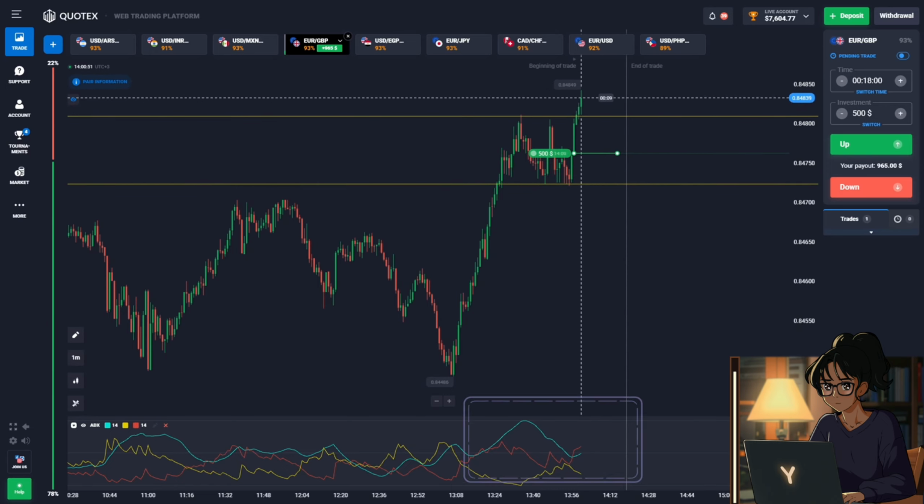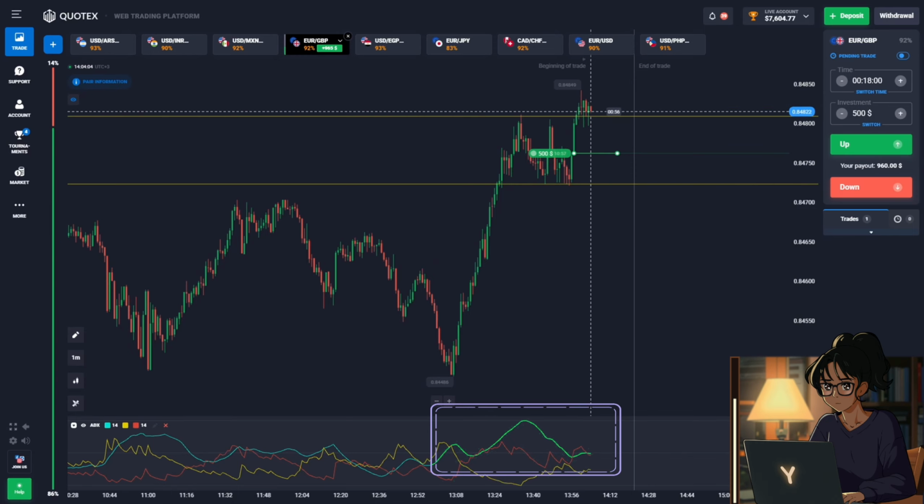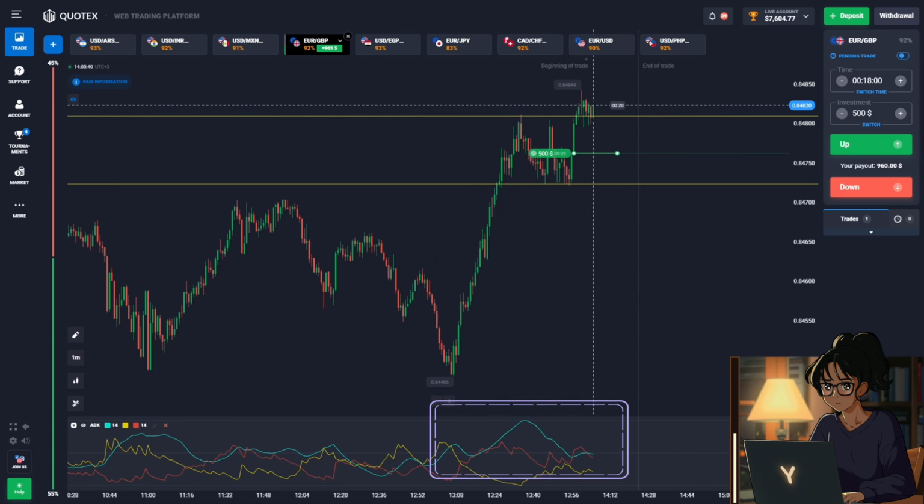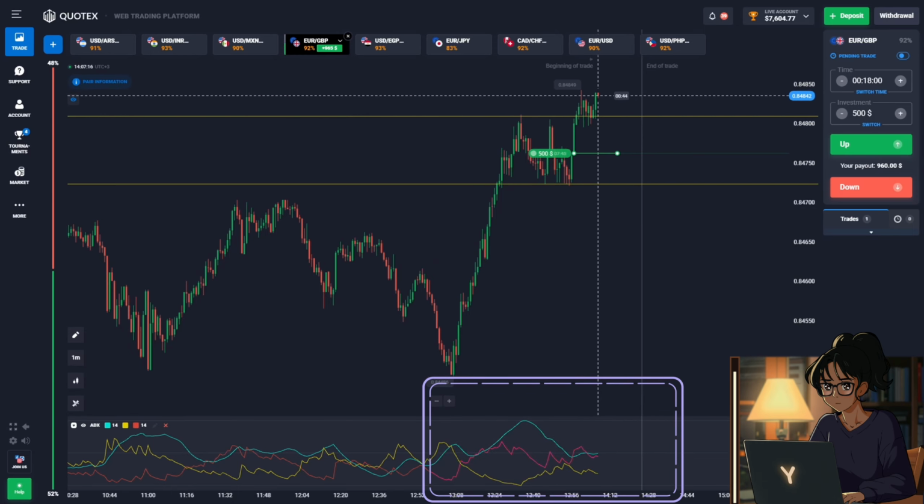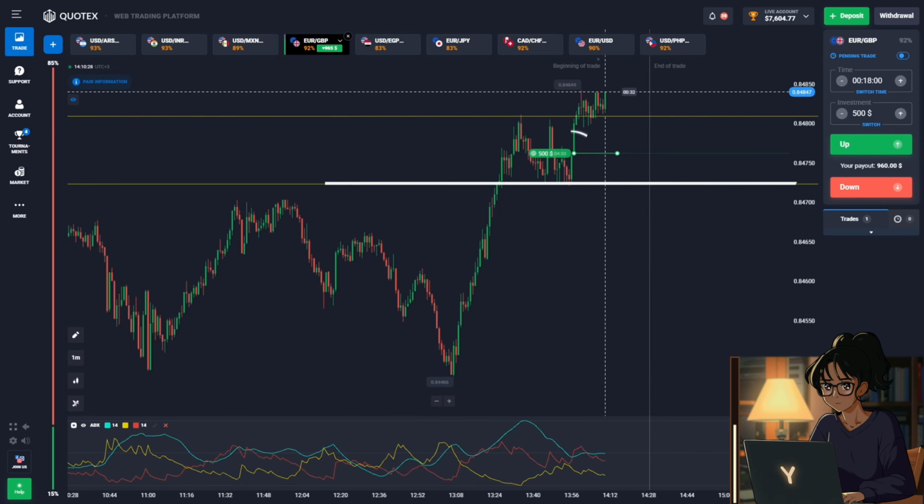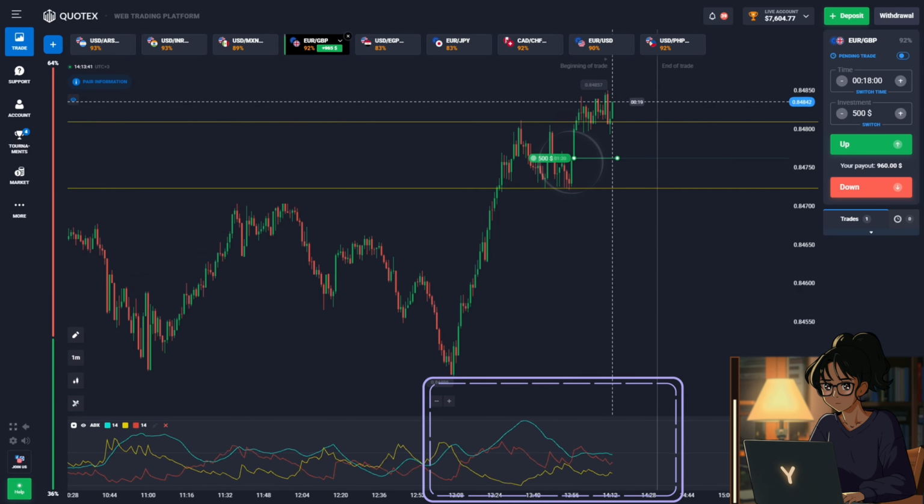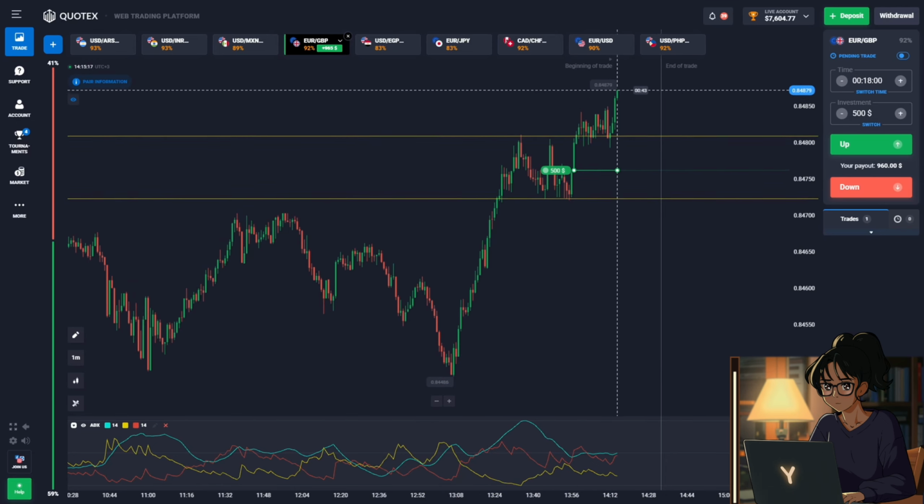I confirm with ADX. Blue line is trend strength. If it's above 25, it's strong. It's our case. Also, red line is above yellow, so the bulls are dominating now. So we've got the trend, the level, the candle pattern, volatility, and confirmation from the indicator. Trade closes in profit.